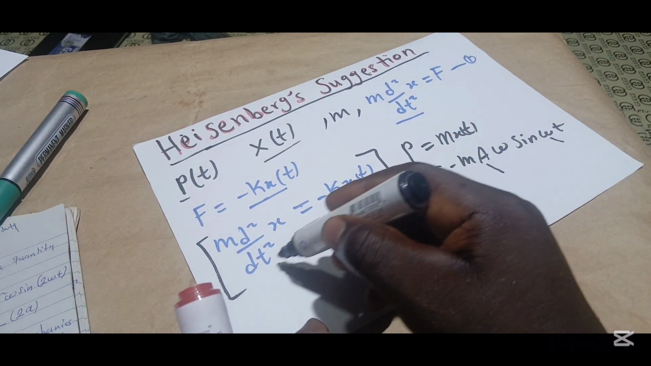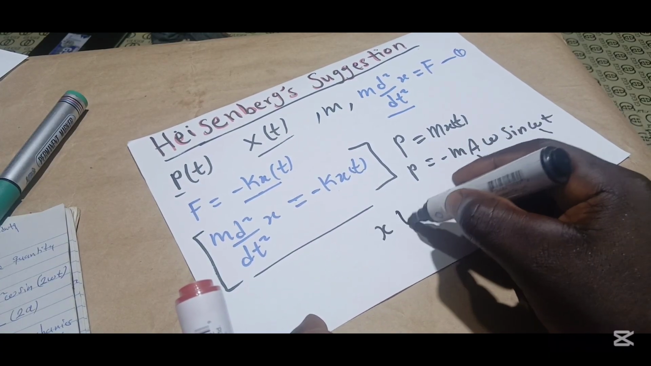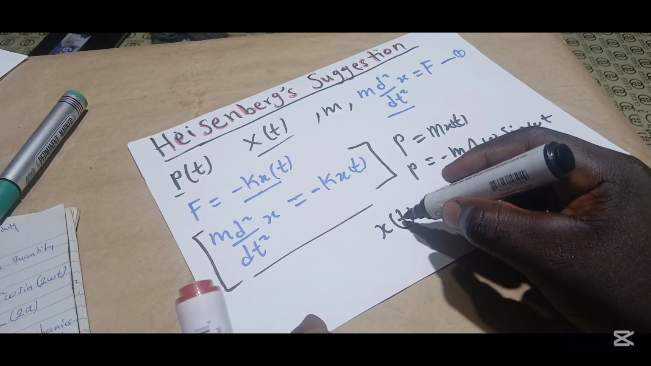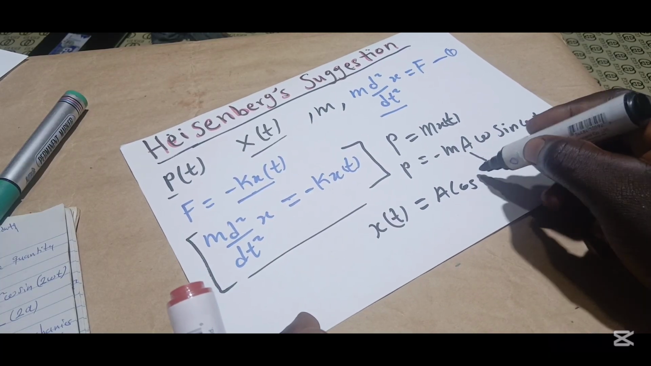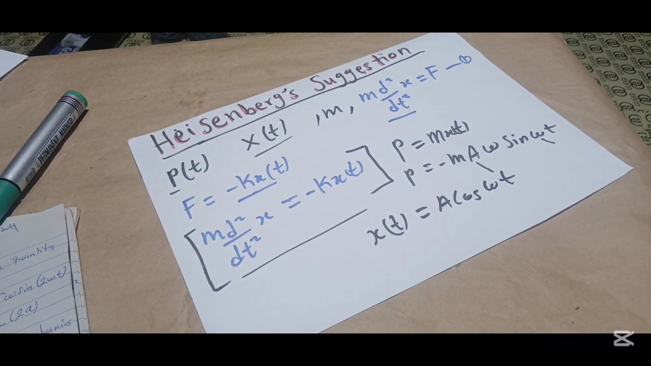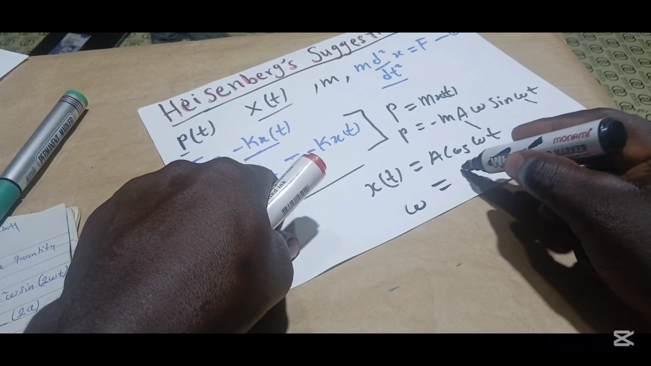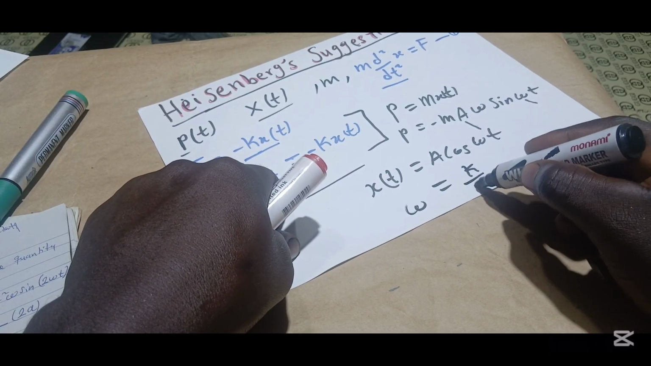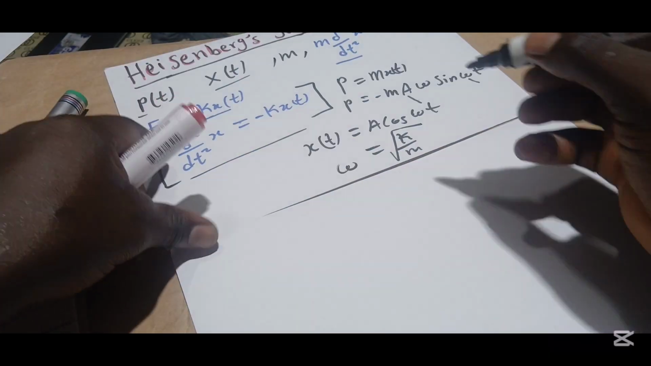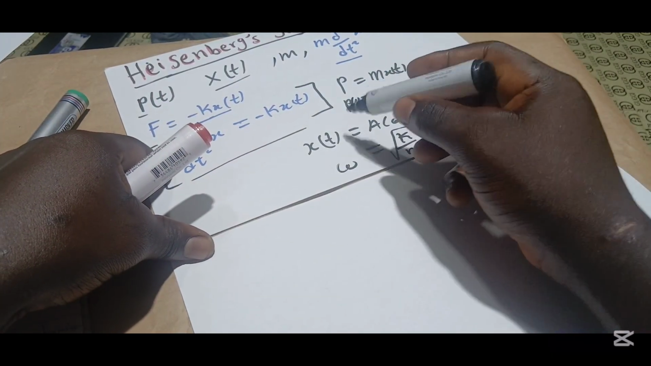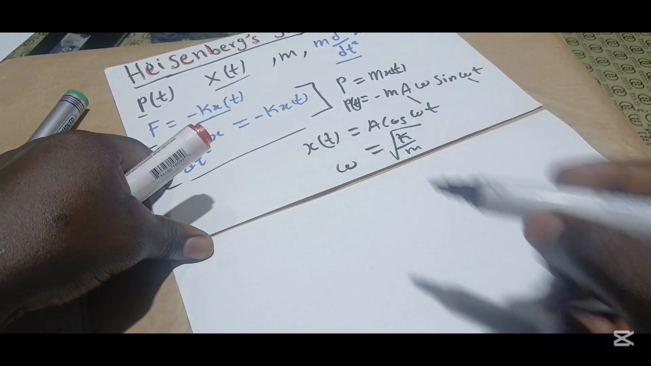The same solution of this relation gives x, the position changing with time, to be equal to a cos omega t, where omega, the angular frequency, equals the square root of k over the mass. We can say p with t, momentum with time, position with time.